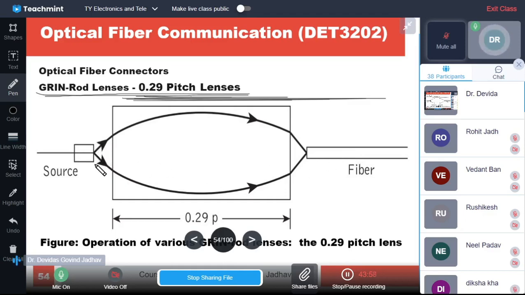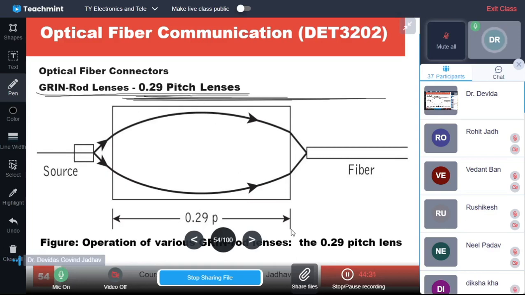Here in place of source, laser diode, or LED diode, we can put another fiber. So this fiber is acting as a source because the fiber end also emits the light. So fiber also can become a source. So source can be either fiber or the light emitting diodes and lasers. Okay, source may be anything. Fiber is also a source. So one fiber and another fiber can be joined. LED or laser and fiber also can be coupled.